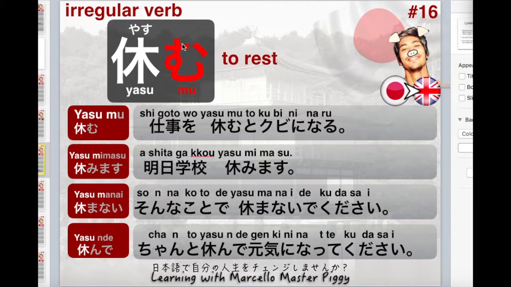Now the negative form is yasumanai. So mi, mu, me, mo: ma. So yasumanai. そんなことで休まないでください。So we saw already that ないでください is the imperative negative form. So please don't do blah blah blah. Okay, so in this case it's please don't rest. Okay, so そんな is like this or that. In this case, koto is like a thing, but そんなこと means like for that kind of thing or for this silly thing, you know.